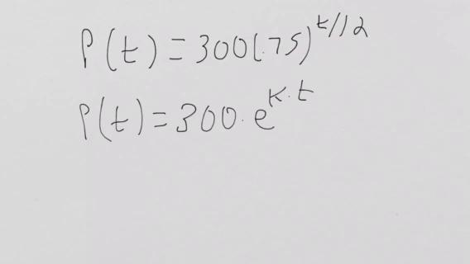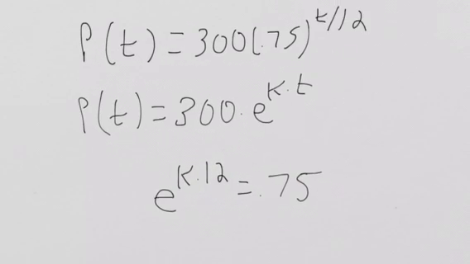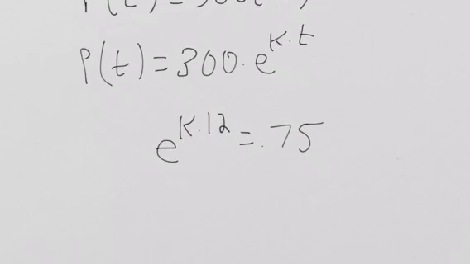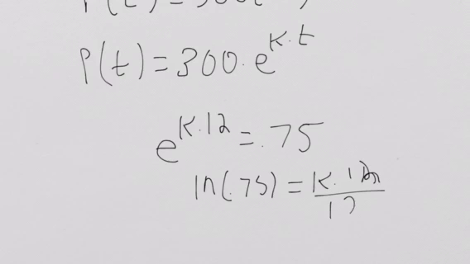So if we use a base of e, then we can say e to the k times 12 equals 0.75. Because whatever our k value is, if we plug in 12 for our t value, we should have 75% of what we started with. So if we convert this to a logarithm, natural log 0.75 equals k times 12. And then if we divide by 12, we should get our k value.